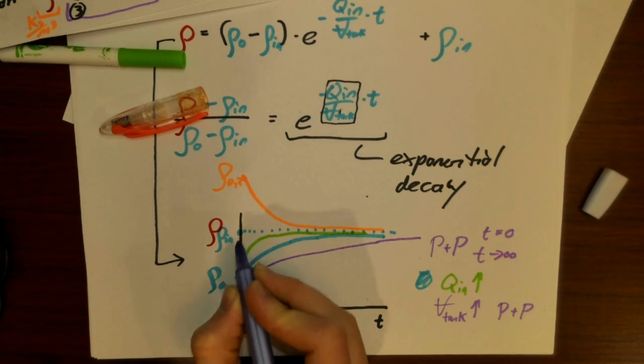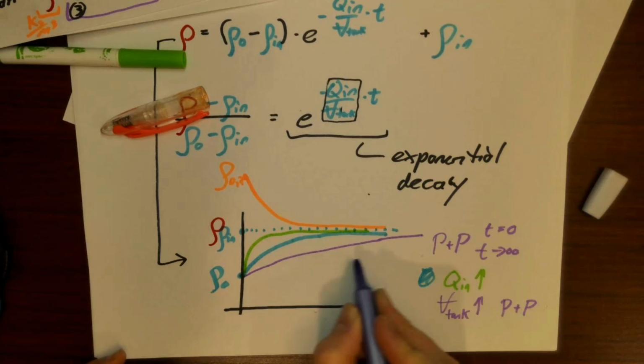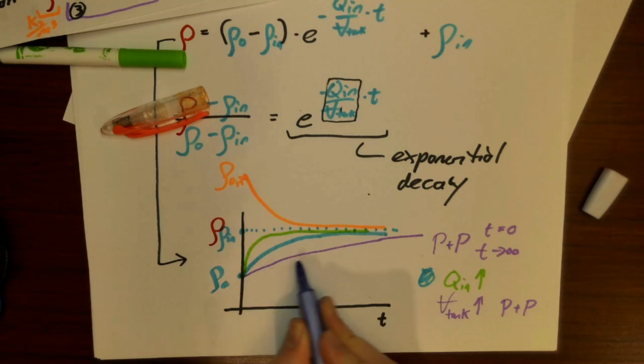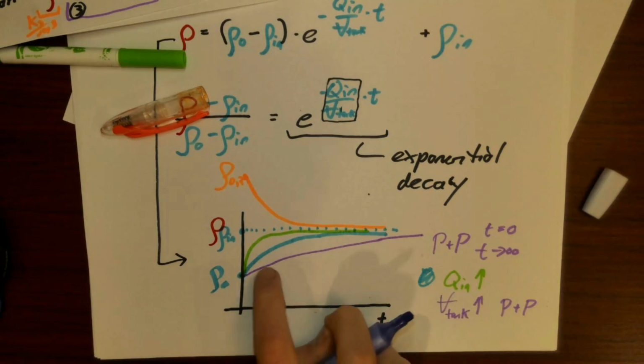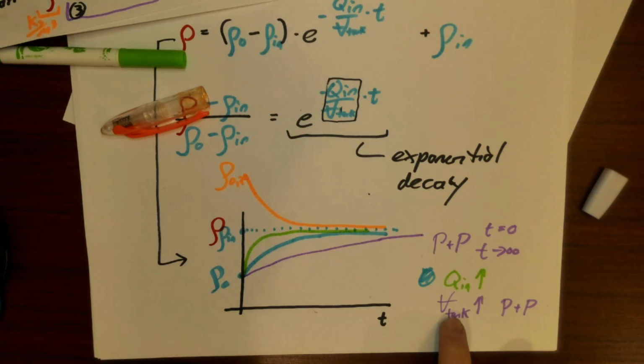So if I increase the volume of my tank, then I slow this whole process down. Eventually I still start at the same thing. Eventually I asymptote to the same thing. It just takes longer for me to get there. And it's still an exponential shape. So this is basically what happens if I increase the volume of the tank.